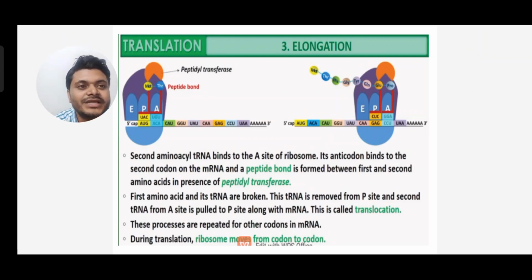In this way you can see a series of amino acids is produced: proline, glutamine, tryptophan, then glycine, histidine, threonine, methionine. These all are amino acids in a polypeptide chain. All the amino acids are joined by a peptide bond.